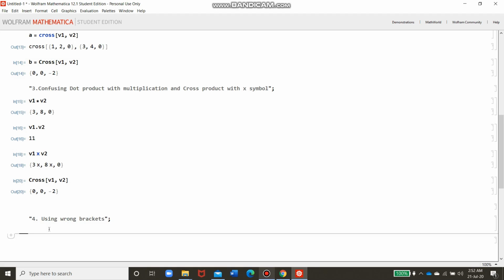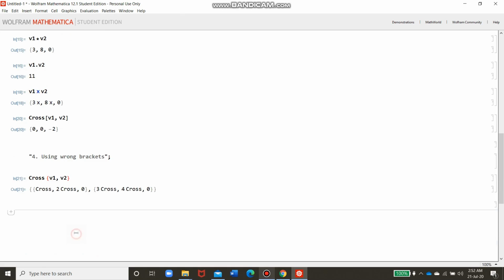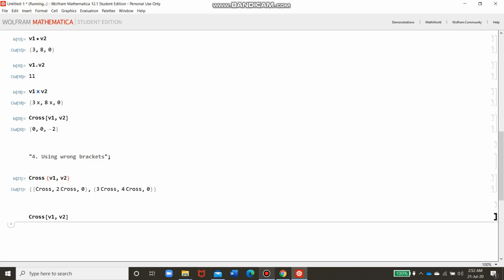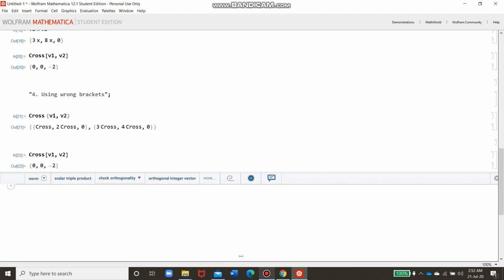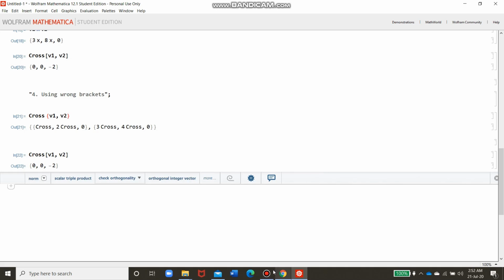So the next error is using the wrong brackets. For example, I type cross curly brackets v1 comma v2 and I close it. I would get a weird answer. So make sure your cross uses square brackets. So that's a common one. For any function you use square brackets, and then v2, close the square bracket, you get your answer again. So make sure that you're using the correct brackets over there.